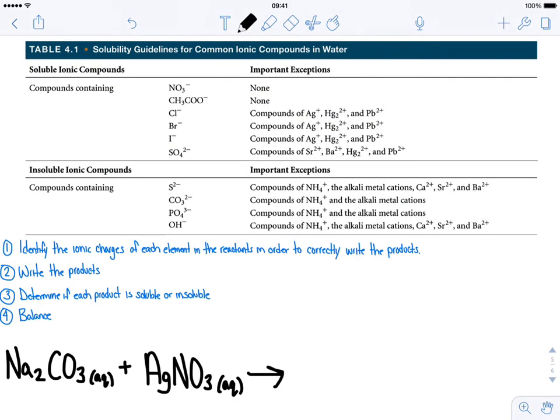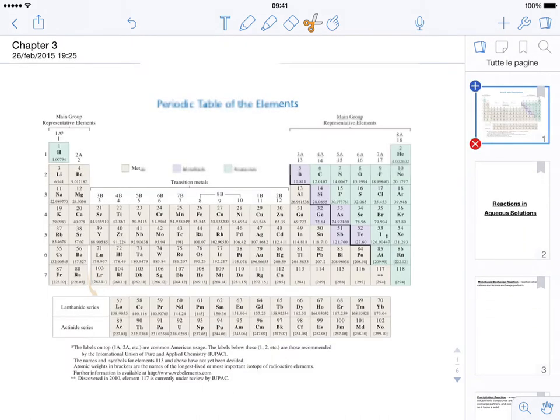So I wrote out some steps that can help you go through all the steps for answering these types of questions. I know a lot of people are visual learners, so maybe having steps written out will help you remember how to solve these. So if you look at step 1, identify the ionic charges of each element in the reactants in order to correctly write the products. Okay, so we need to look at each element in our reactants, figure out what type of ion they form, and that will help us know if we're writing our products correctly. So I'm going to copy our first reactant here. I'll go up to the periodic table, and we'll figure out what the charges are.